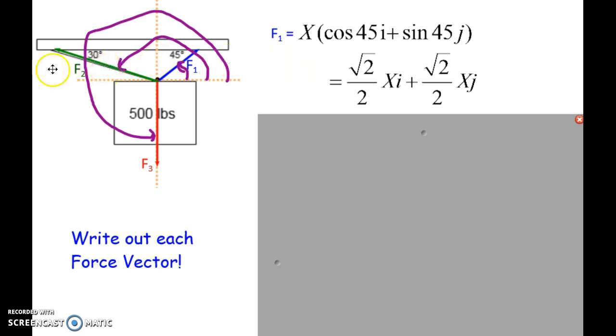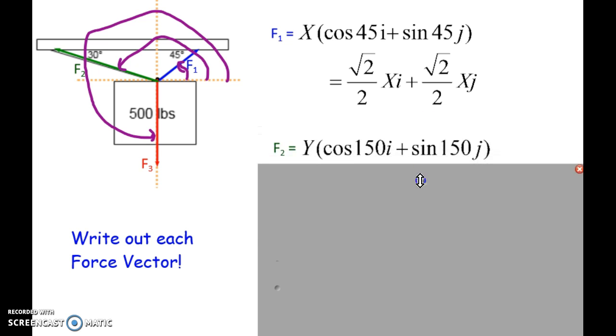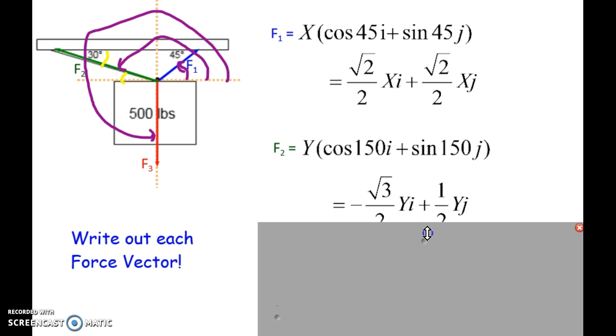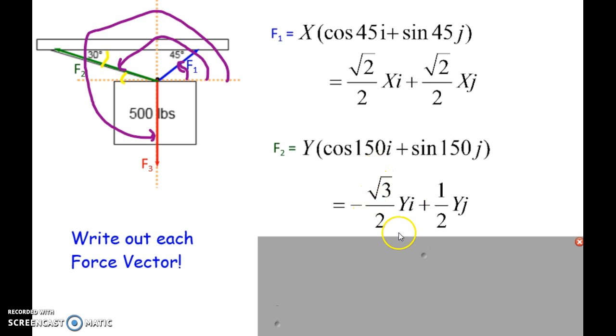What is the angle for the second vector? I hope that you know that the angle for the second vector will be 150. Got some parallel lines going on here, so I have some alternate interior angles. This 30 right here is equal to this angle down here. So 180 minus 30 gives me the 150. Again, I don't know the magnitude of that vector, so I just decided to call it y. You can call them a and b, whatever you like, it doesn't matter. I'm going to go ahead and simplify this, and this vector becomes negative root 3 over 2 y i plus 1/2 y j.